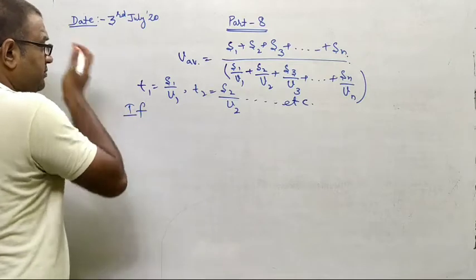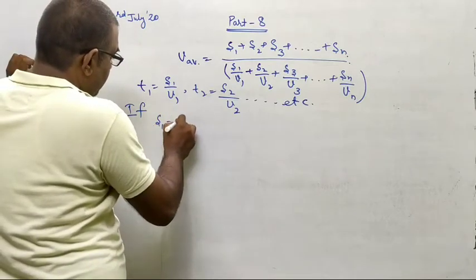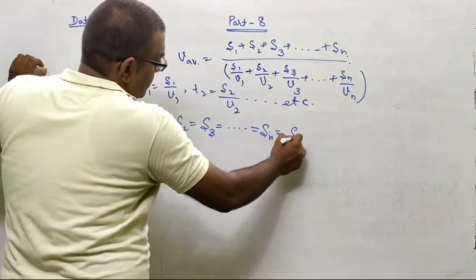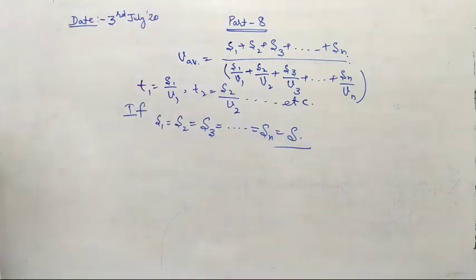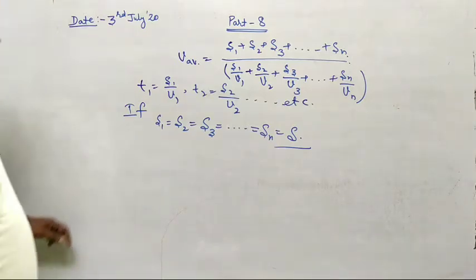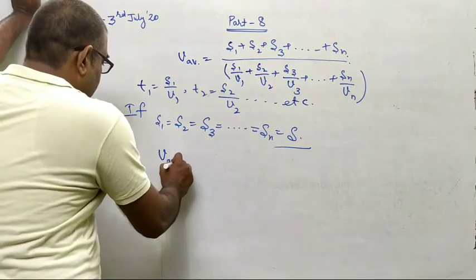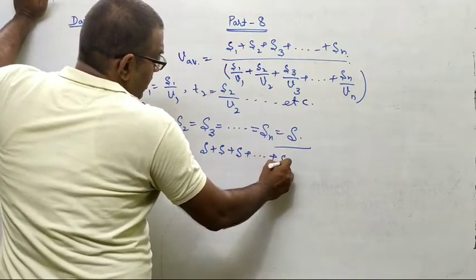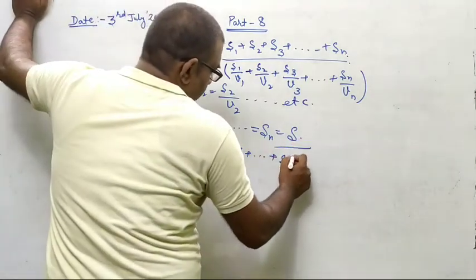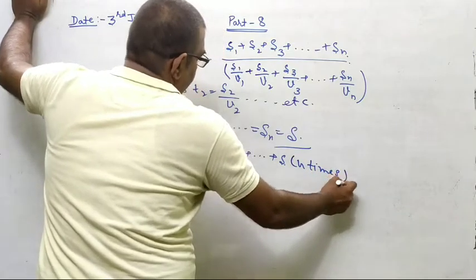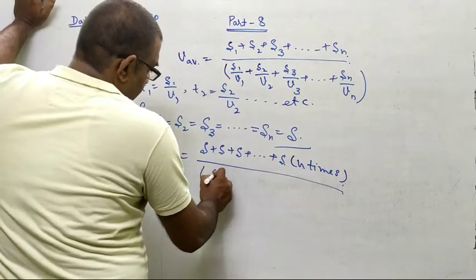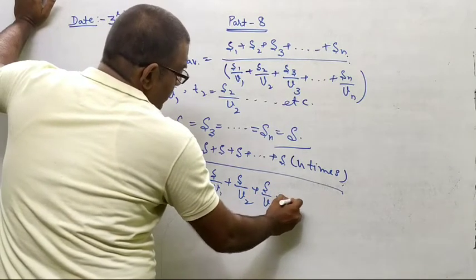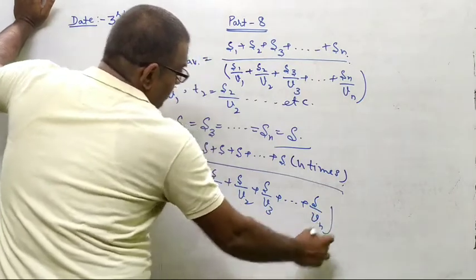If S1 is equal to S2 is equal to S3 up to Sn, that is equal to S, all the distances covered are supposed to be S. Then V average can be calculated as S plus S plus S up to n times S, that is n times, divided by S upon V1 plus S upon V2 plus S upon V3 plus up to S upon Vn.